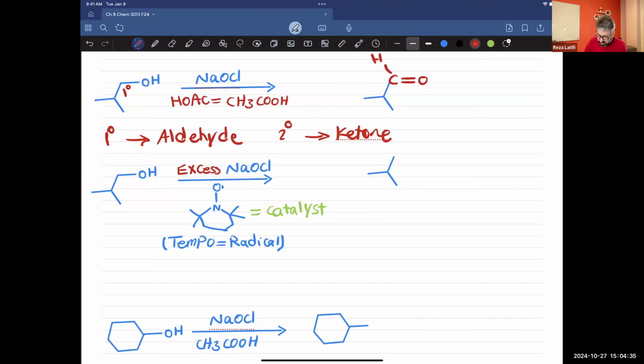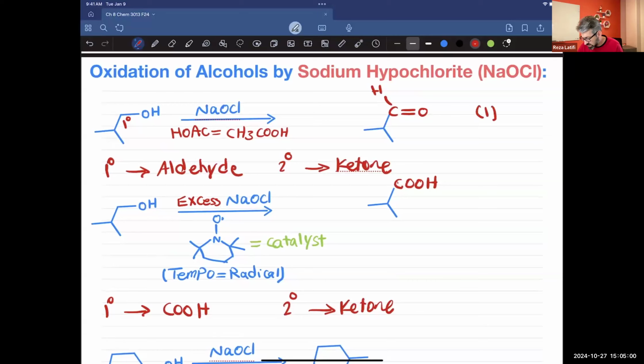And in that case, the primary alcohol will turn to a carboxylic group, but the secondary will turn to ketone. And again, with tertiary nothing will happen. So in this case, we will have COOH, and we got a carboxylic group. And compare the first one versus the second. The first one, because it was mild condition, we got aldehyde, while the second, we got carboxylic acid.